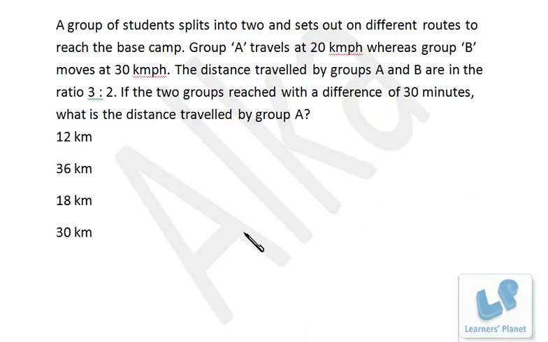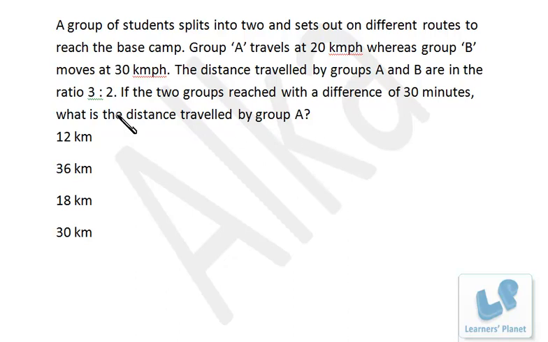Now see this. A group of students splits into two and sets out on different routes to reach the base camp. Group A travels at 20 km per hour, whereas Group B moves at 30 km per hour. The distances traveled by Group A and B are in the ratio 3:2. If the two groups reach with a difference of 30 minutes, what is the distance traveled by Group A?